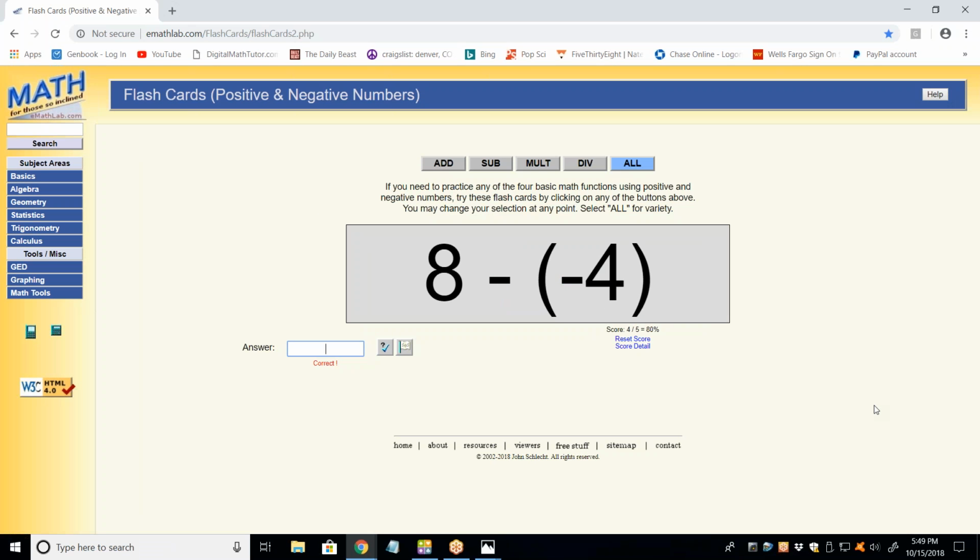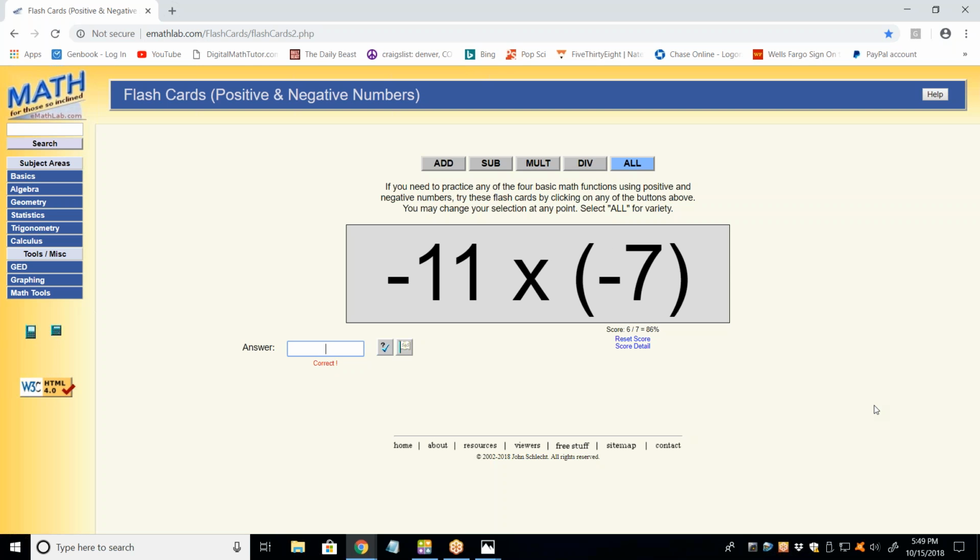Negative 4. What's 8 plus 4? Oh, 12. Okay. Keep going. Give me sign first. Sign first, always, whenever you're doing multiplication or division. Positive. Okay. And then that's 27. Okay. Good. Sign first. Positive, I appreciate. Good. Negative times a negative is a positive. Now what's 7 times 11? 77. Okay.